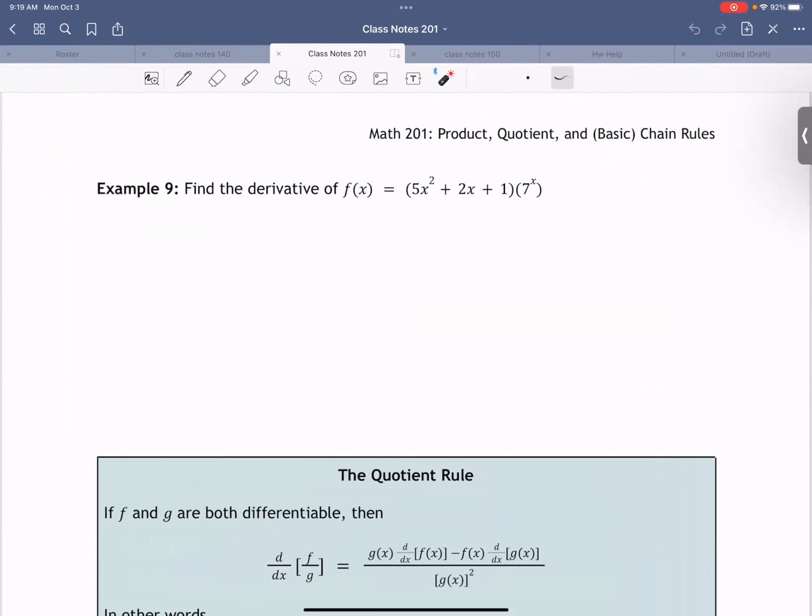How confident do you feel on doing example 9? Okay, I'm seeing I feel pretty confident. I'm going to give you a few minutes to work on this and then we'll work on this together. I think everyone's doing a pretty good job, but I do want to talk about some things, okay?